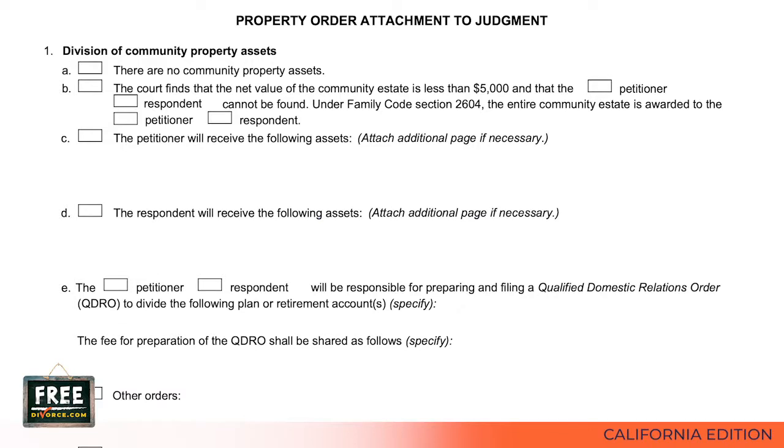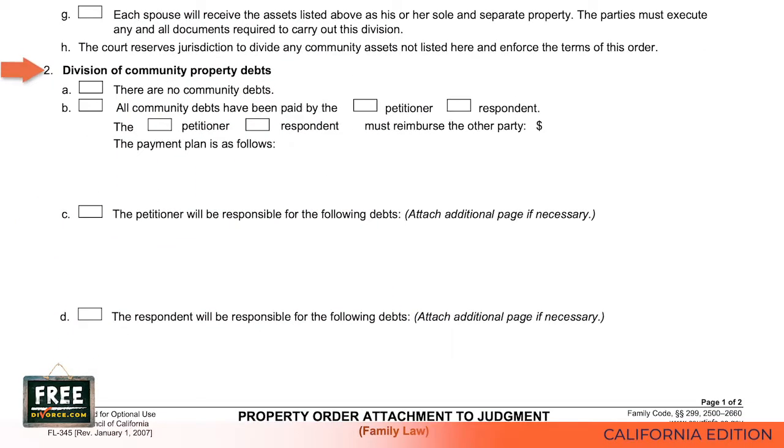For example, in item number 1C, you will list all the community property assets the petitioner will receive, and in item number 1D, you will list all the community property assets respondent will receive. In section number 2 of the form, you do the same thing, but for community debts. You will list which community debts petitioner will be responsible for paying and which debts respondent will be responsible for paying.